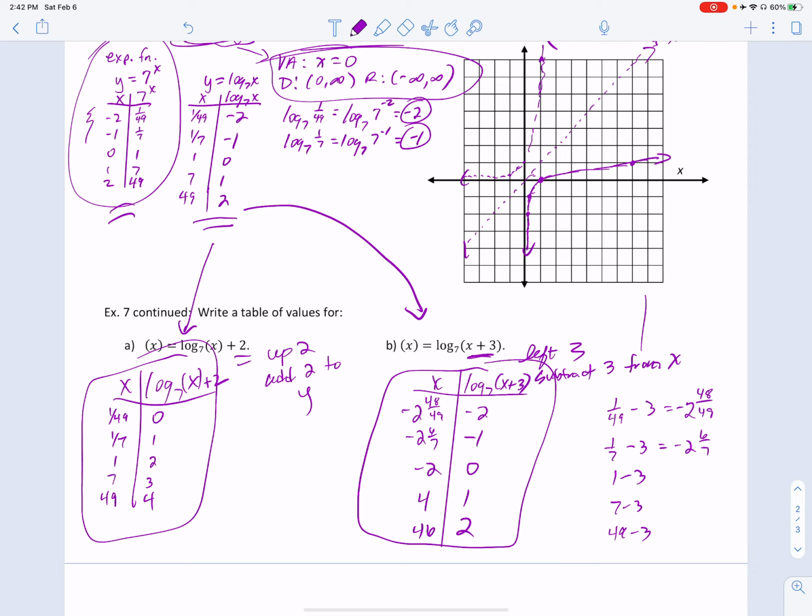And so what happens when it goes left is, we had the y-axis as my vertical asymptote, but when I scoot to the left 3, now my vertical asymptote is at x equals negative 3. And so I've got this function going like this. So the domain on that changed actually from negative 3 to infinity. The range is still negative infinity to infinity. All right, that's it.